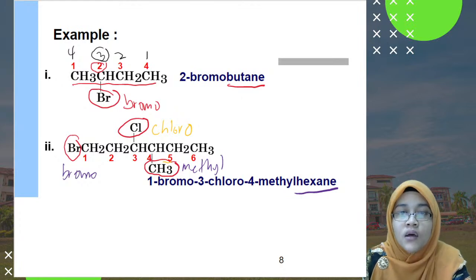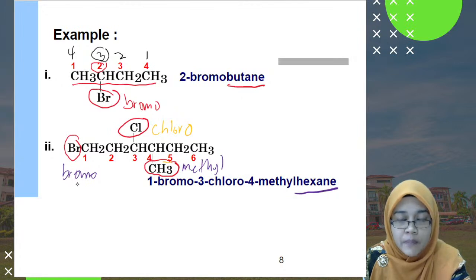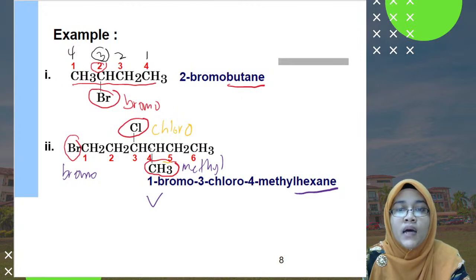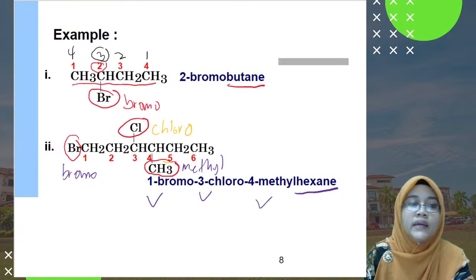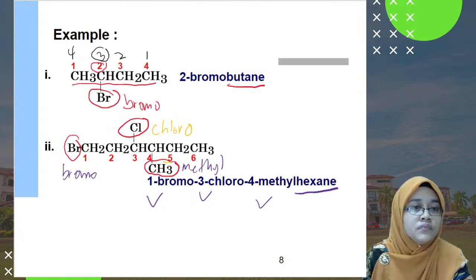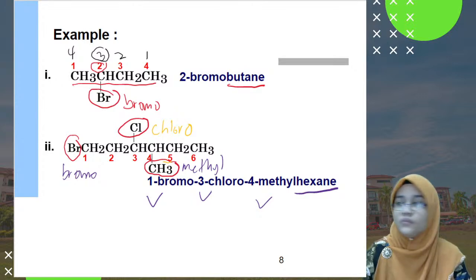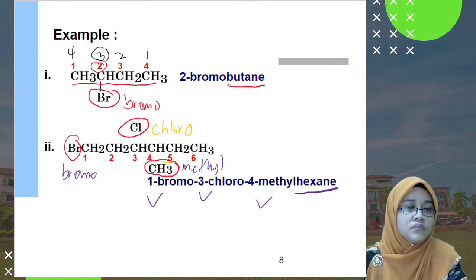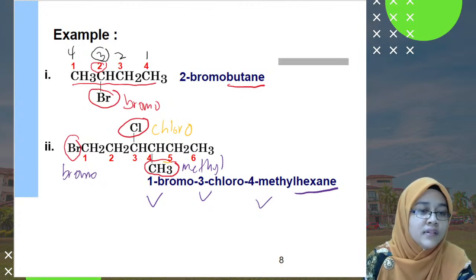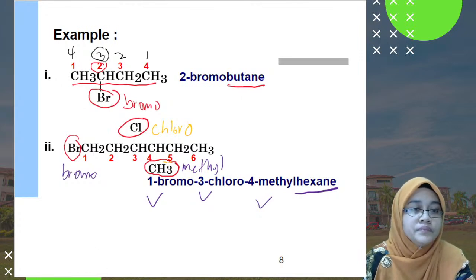So how do we name it? Between bromo, chloro and methyl, B comes first in alphabetical order. So 1-bromo. Between chloro and methyl, we call chloro first. So 3-chloro. And methyl will be the last substituent that we call out, which is 4-methyl. Right? Okay, clear?